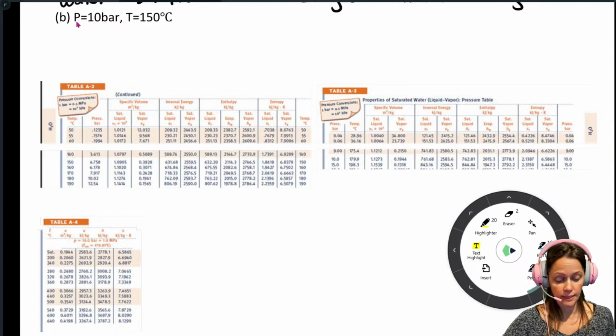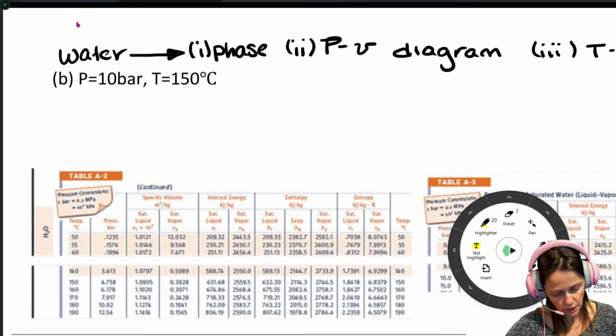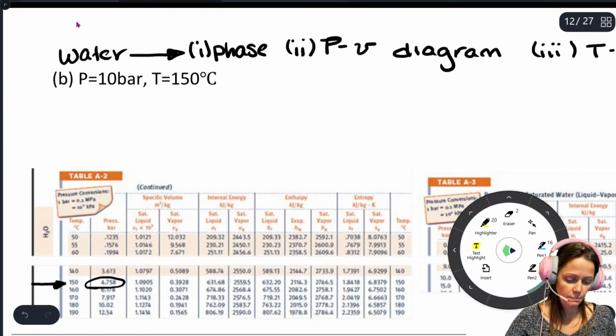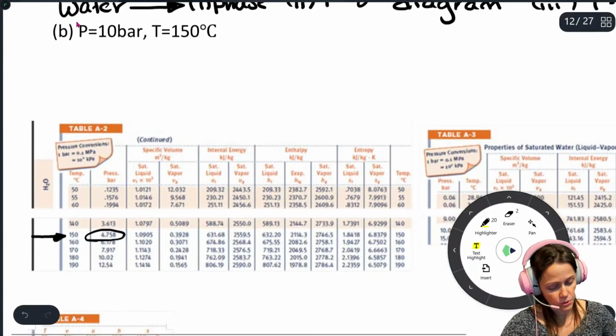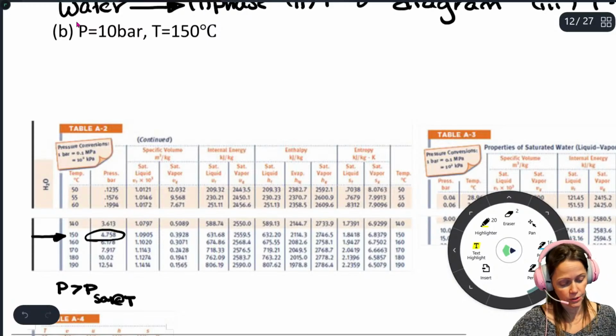So I've got table A2 and A3, both are saturated water tables. One's organized by temperature, A2, one's organized by pressure, A3. So in table A2, organized by temperature, I go to 150 degrees Celsius. I can see that if it's saturated, my pressure has got to be 4.758 bar. So you can see I'm at 10 bar, of course. So my pressure is greater than P sat at T at 150 degrees Celsius.